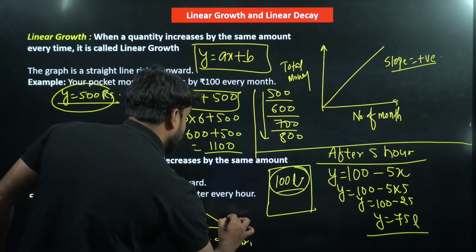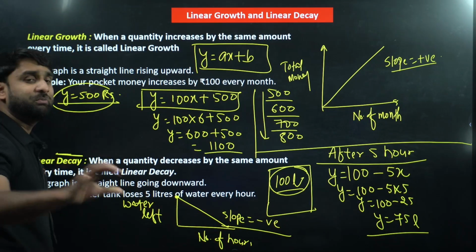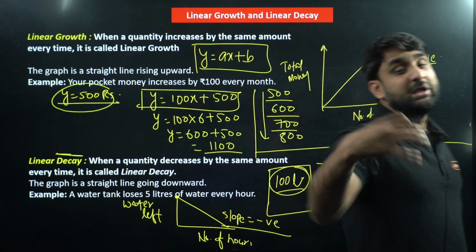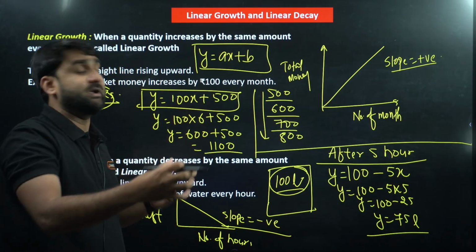So the slope will be negative. This is called negative slope. I hope this is clear to you all, champion. So linear growth means what? When something is increasing linearly with equal rate, can you see here?